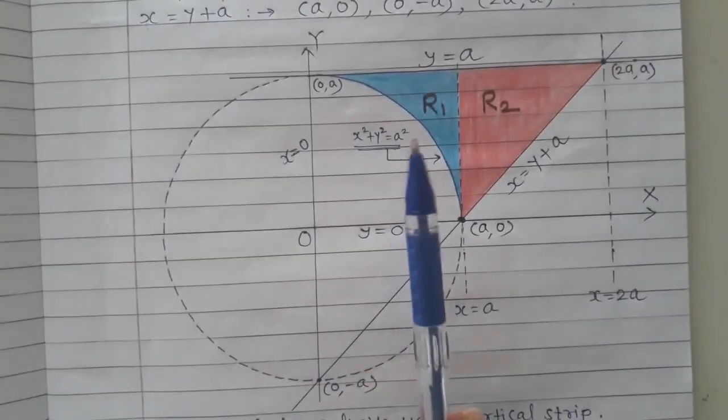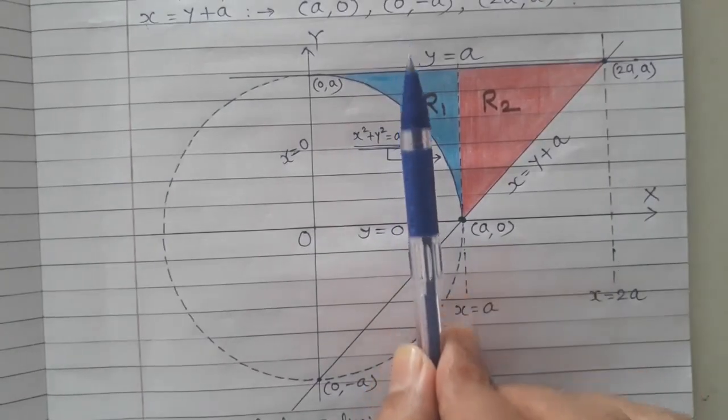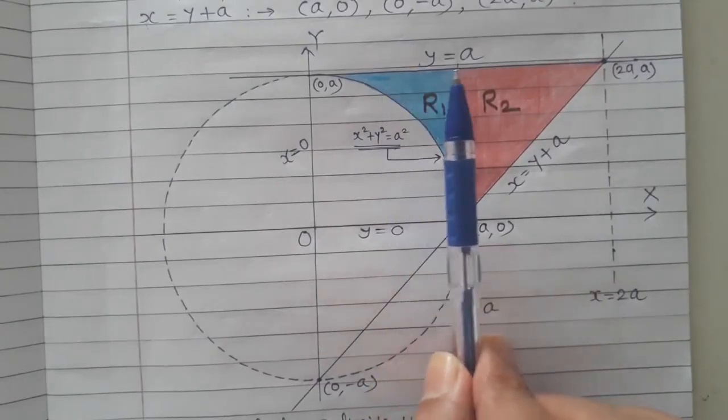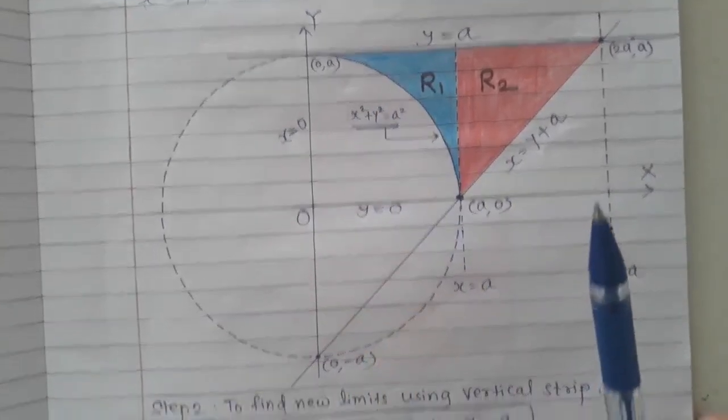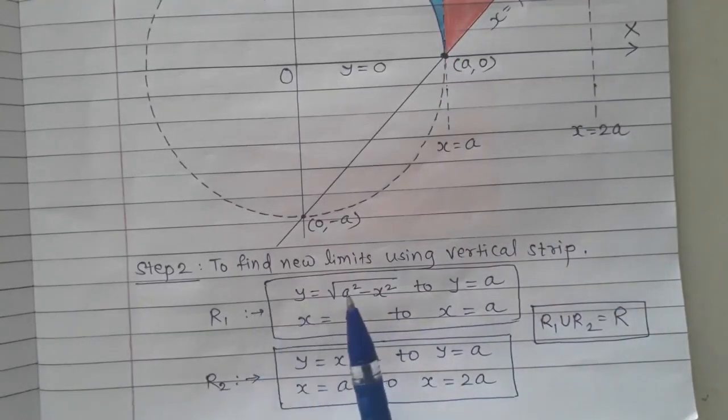Now for the upper limit, the bullet will enter the color and exit through the wall, by breaking the wall y equals a. So the upper limit for y is y equals a. For the R1 region, y goes from root of a square minus x square to y equals a.